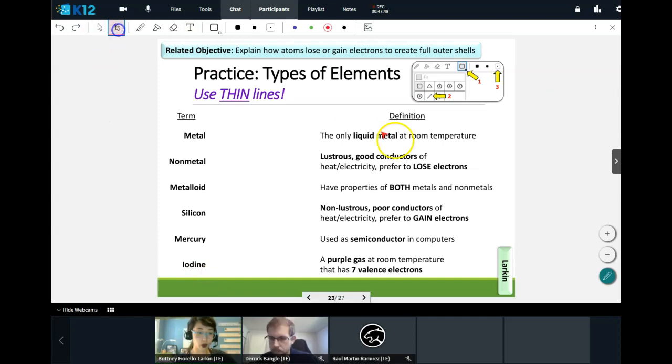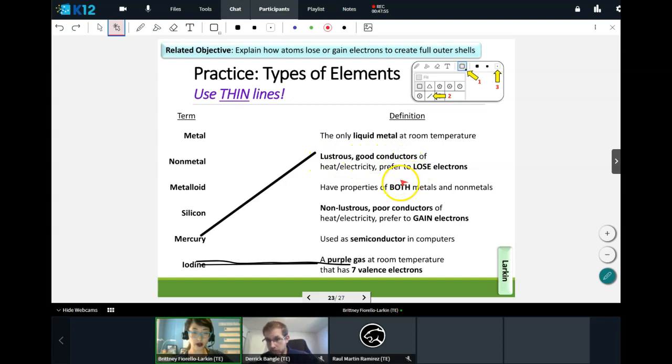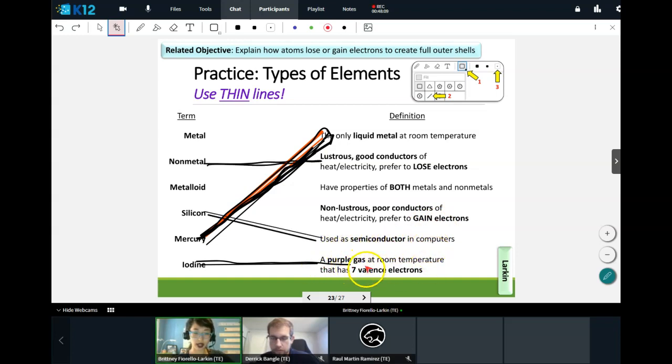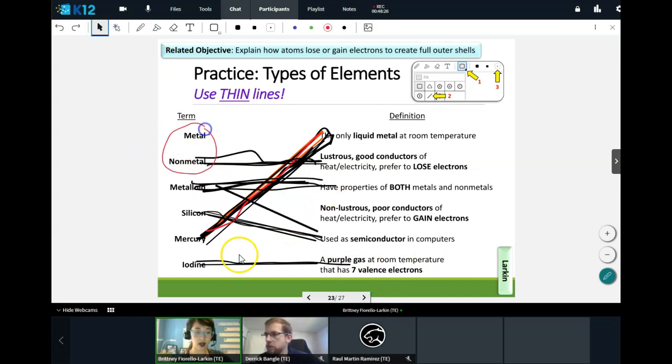Here we go. Which one is the only liquid metal at room temperature? Which ones are lustrous and good conductors that lose electrons? Which ones have properties of both metals and nonmetals? Which ones are non-lustrous, poor conductors that gain electrons? Which example is used as a semiconductor in computers? And which example is a purple gas at room temp? Go ahead and get your answers up there. Go, go, go.